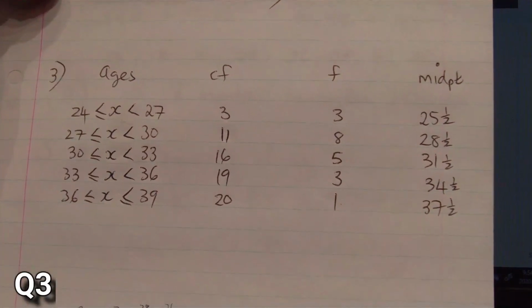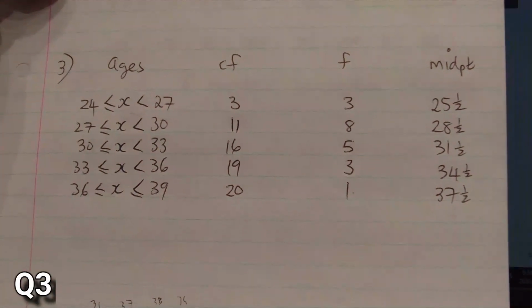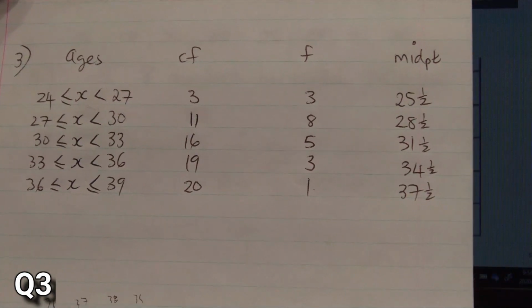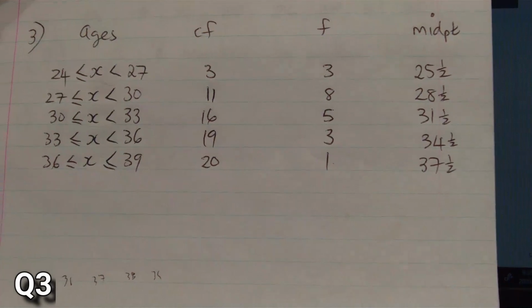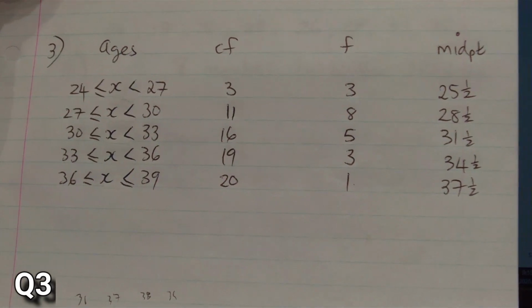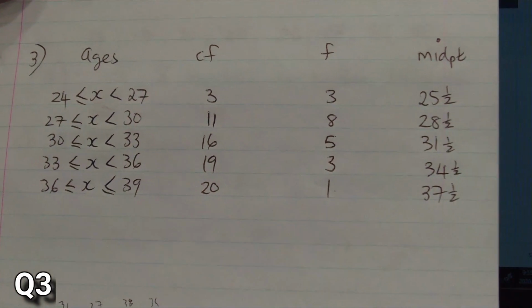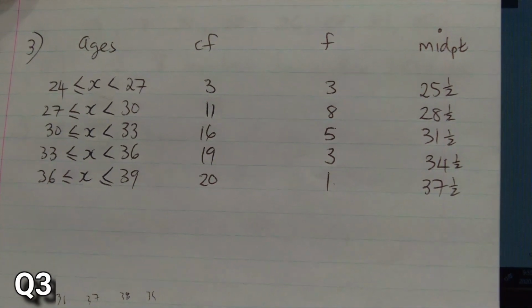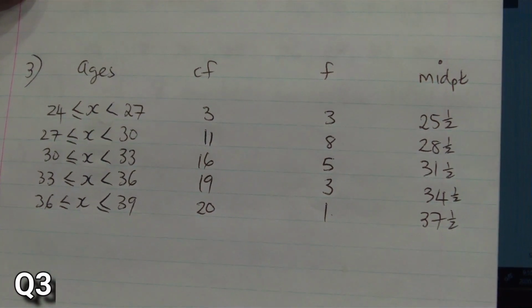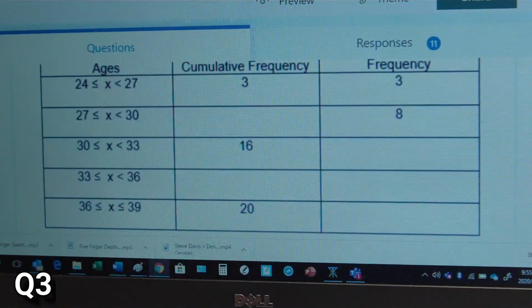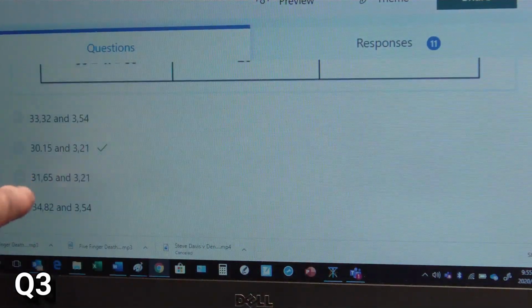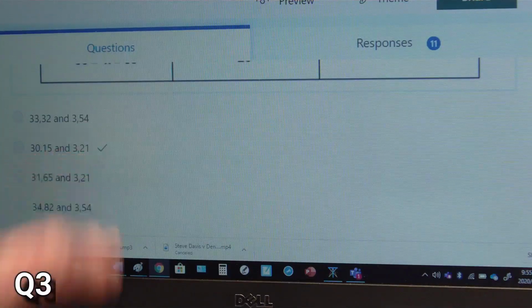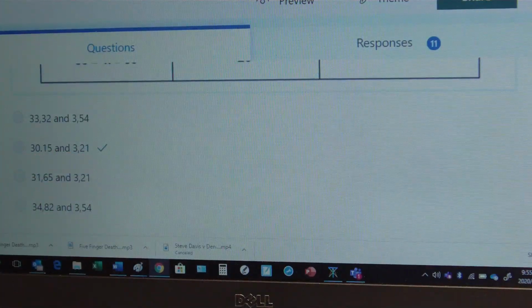Notice I put a column in there for midpoints of the interval. So the midpoint of the first interval is 25 and a half, and then 28 and a half, 31 and a half. It's very important when you're drawing the table on the calculator. You just put all those values into the table, and then when you find your mean and standard deviation, the mean should have been 30.15 and the standard deviation 3.21.